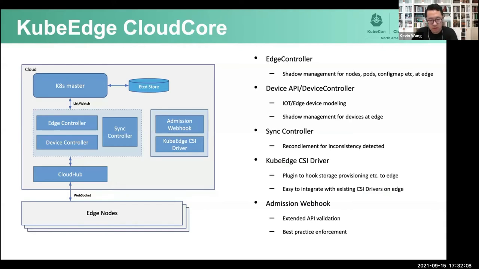The CSI driver is a plugin to hook the storage provisioning request that is required by the CSI plugins on the edge. And the admission webhook is to enforce the best practice, for example, simplifying the configuration of the pod autonomy policy.